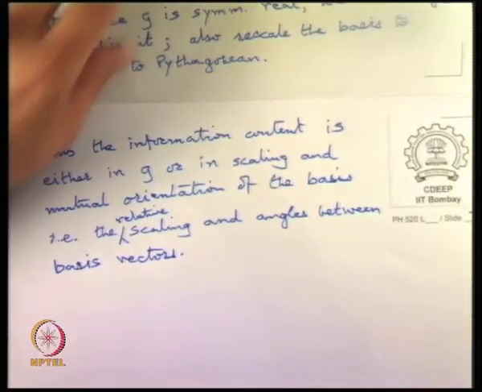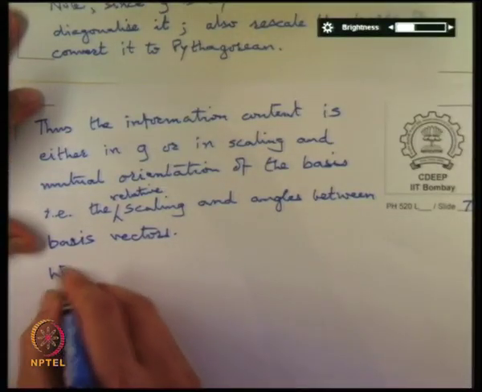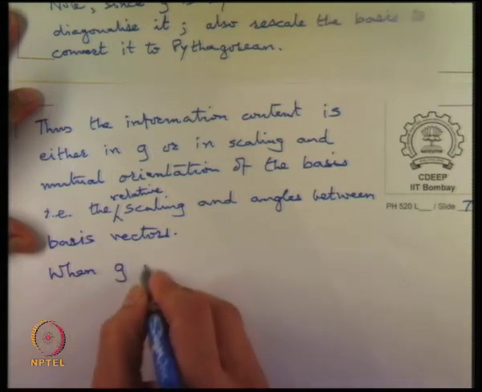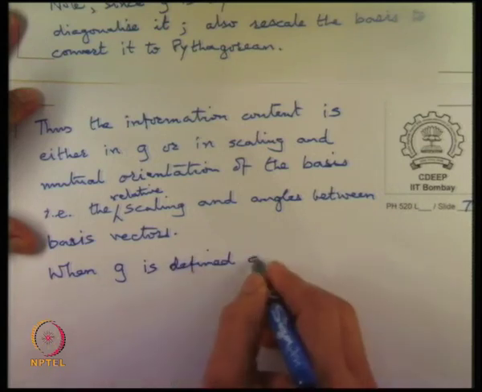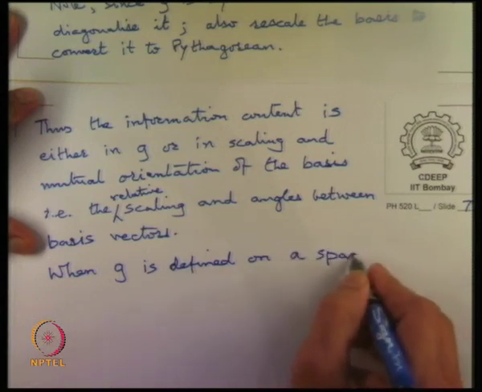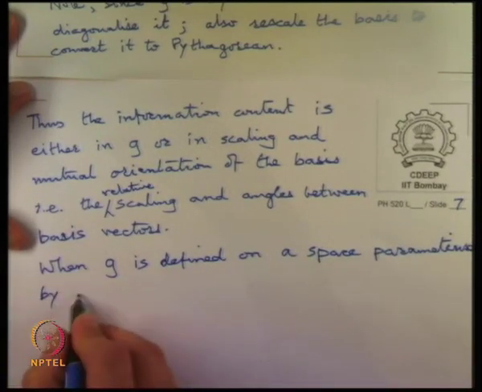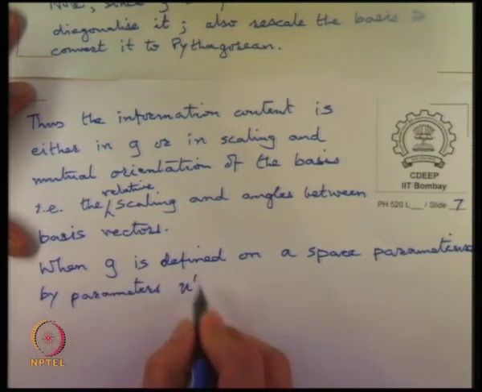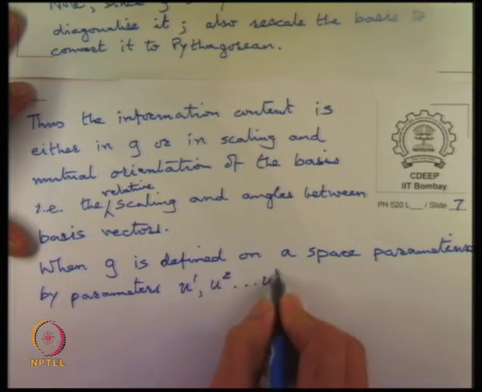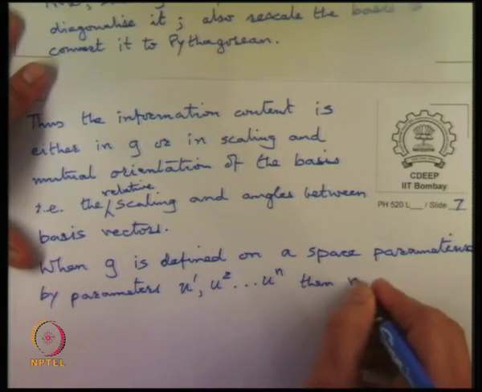So you might say what is the advantage, then always use Pythagorean, but the answer is that when G is defined on a space parameterized by some parameters, say u1, u2, u3, then reduction to Pythagorean may not be globally possible.